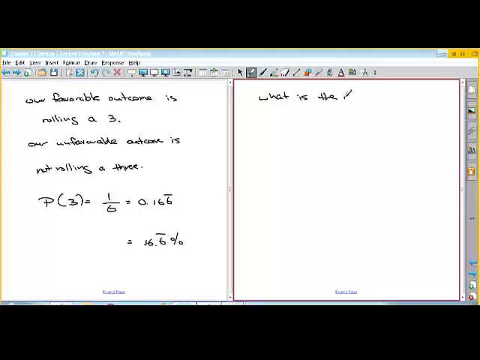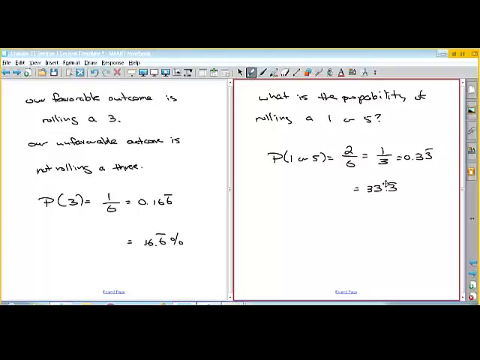But if I ask the question, what is the probability of rolling a 1 or 5? In this case, there are 2 favorable outcomes. So the probability of getting a 1 or a 5 is going to be now 2 divided by 6. There are 2 favorable outcomes. There's still 6 possibilities. And you would simplify that down to 1/3, or 0.33, or 33.3%.